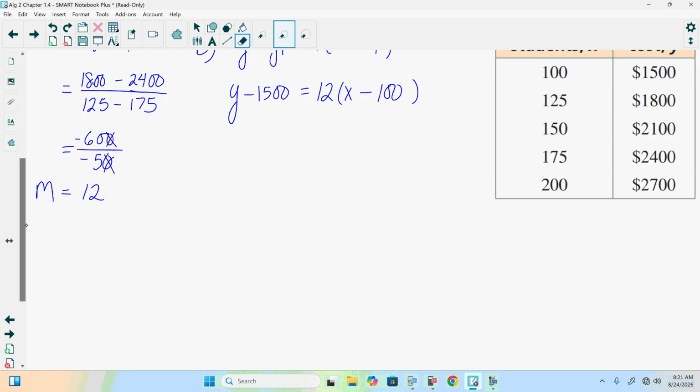Because if we had y minus a negative 1500, negative negative makes a positive. X minus negative 100, negative negative makes a positive. If we have that double negative anywhere, at this point it's good to go on and fix it, make it positive first. But after we do that, we don't have to do that here. We're going to distribute that 12. 12 times x is 12x. 12 times 100 is 1200.